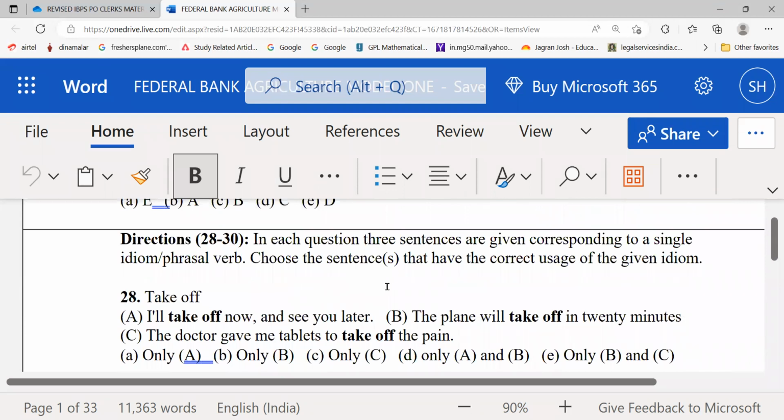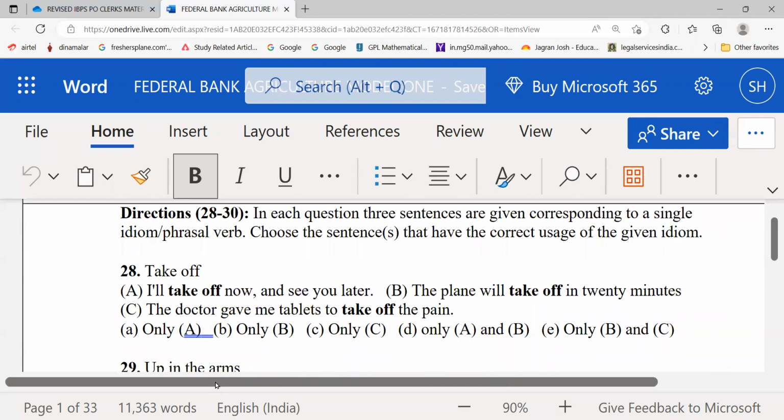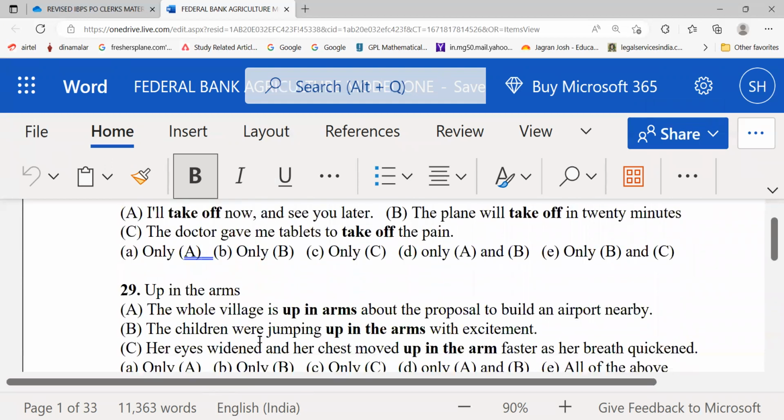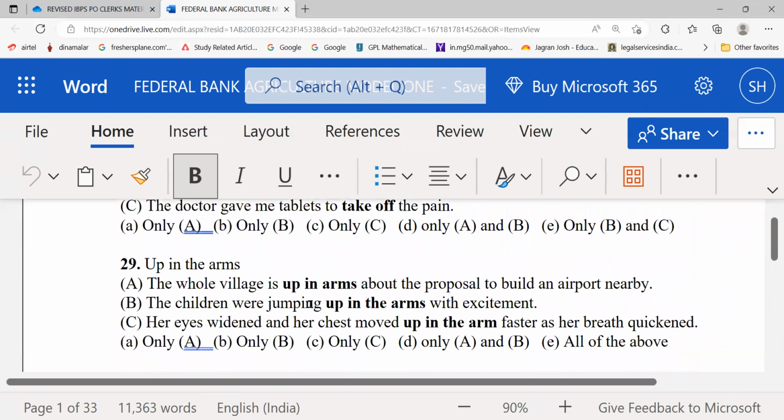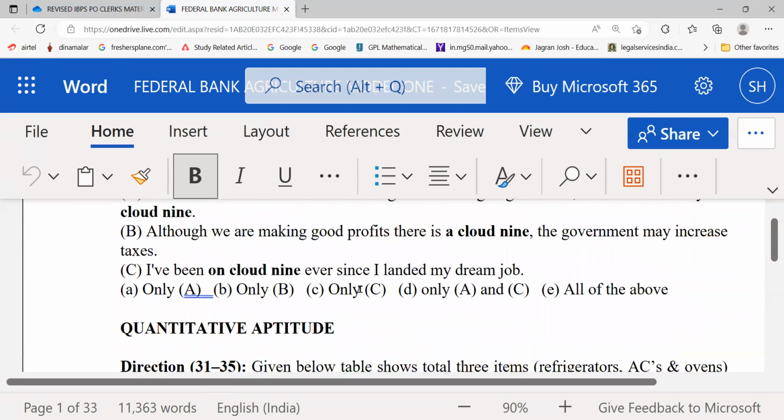Then what is this one? In each question, 3 sentences are given corresponding to a single idiom or verb. Choose the sentence that has the correct usage. Take off means plane take off. The plane will take off in 20 minutes. What is the answer for this? B, sorry. B is the only answer. Likewise, up in the arms. I'm not teaching you now. You prepare for this type of questions also.